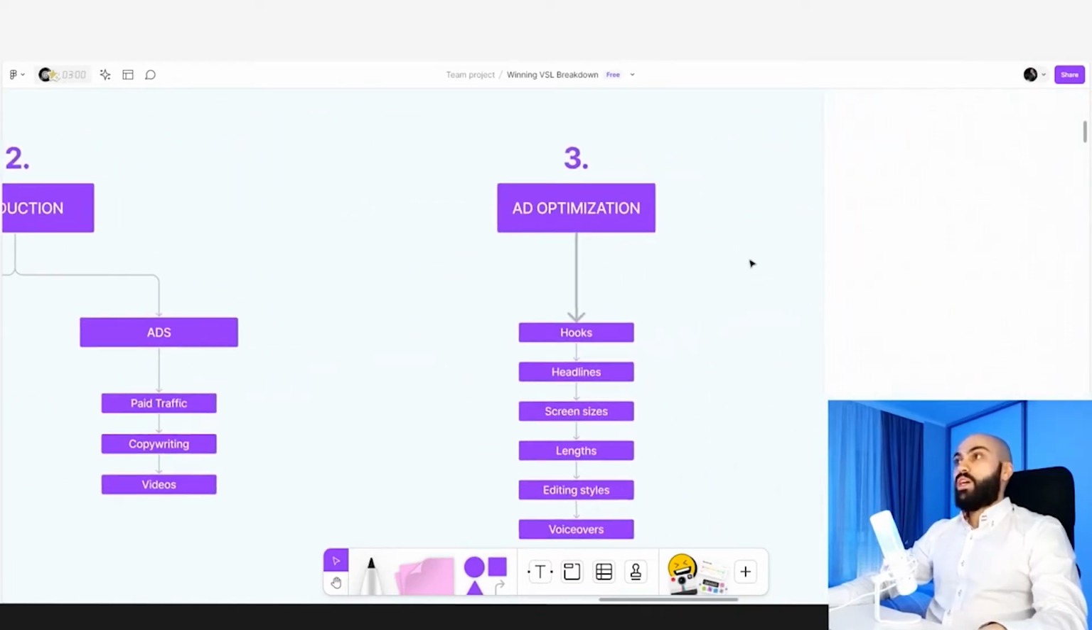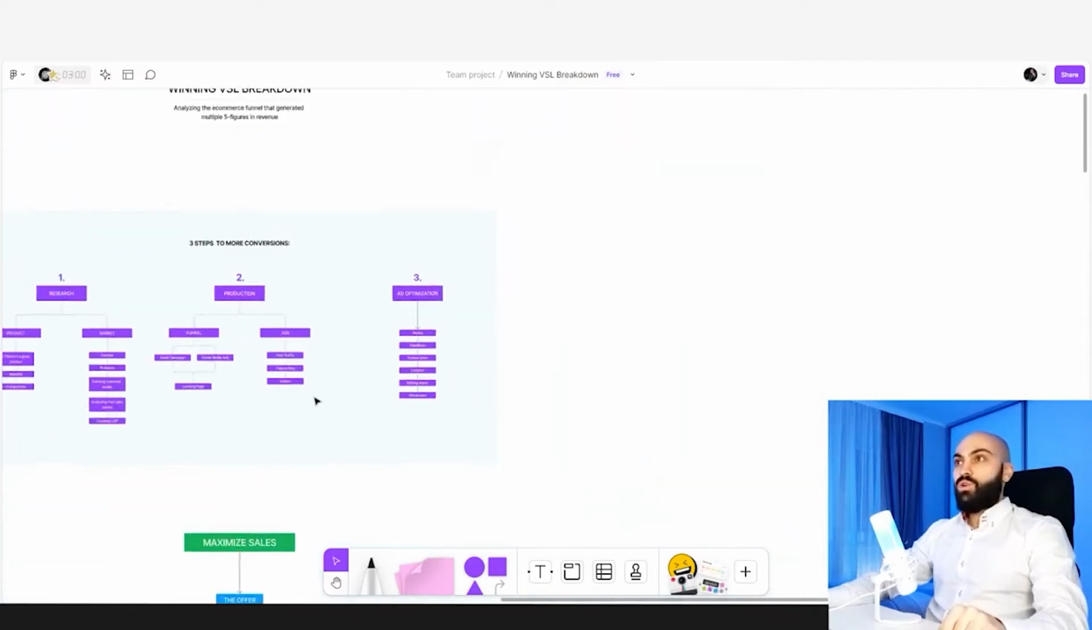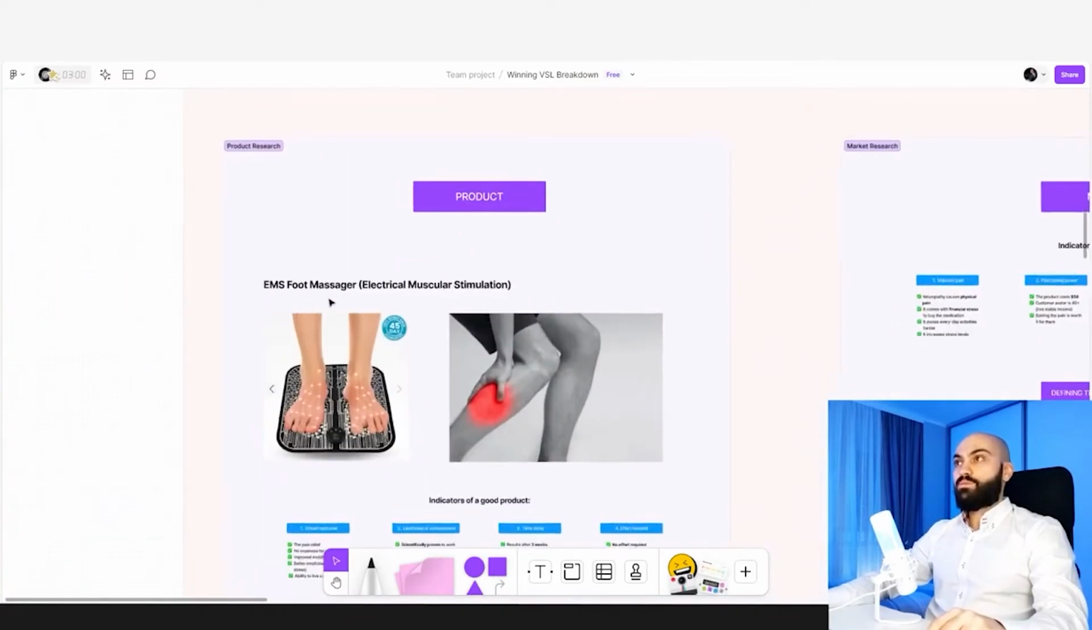And after all of that, we will optimize the ads in order for us to convert as much as possible by adjusting the hooks, headlines, screen sizes, lengths, editing styles, and voiceovers. So let's get started with the research.